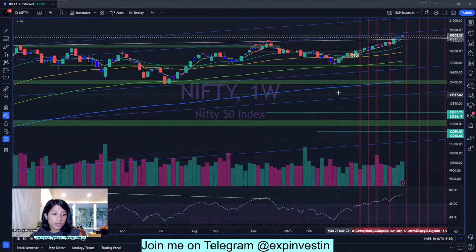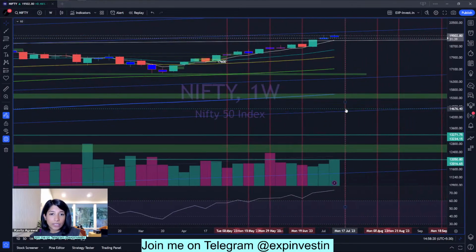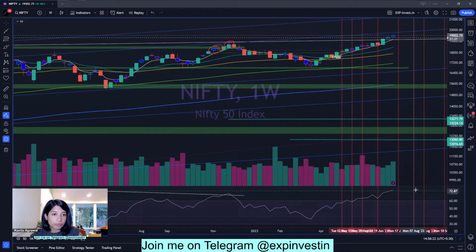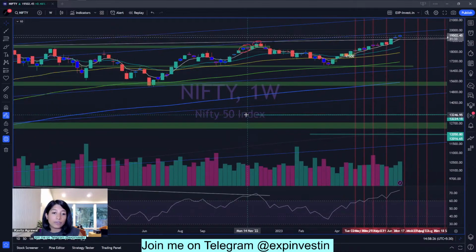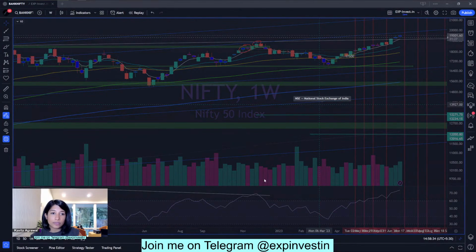Let's also take a look at the weekly time frame and see if there is any indication. Not much, nothing different, except for the fact that the last 3 bullish candles have been delivering higher and higher volumes each week, which is positive. With that, let's move on to the Bank Nifty chart and see what is going on.